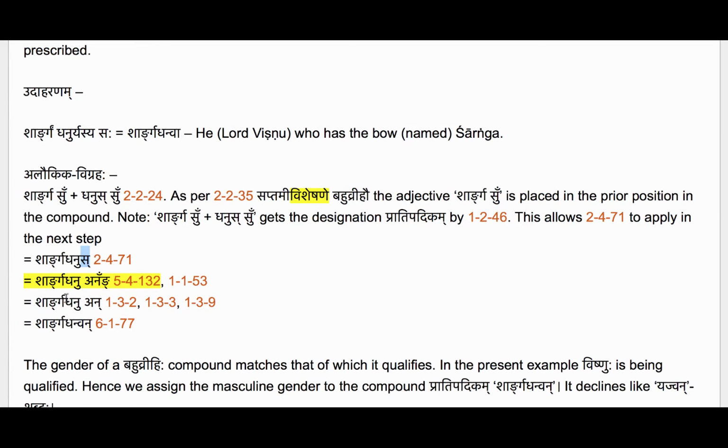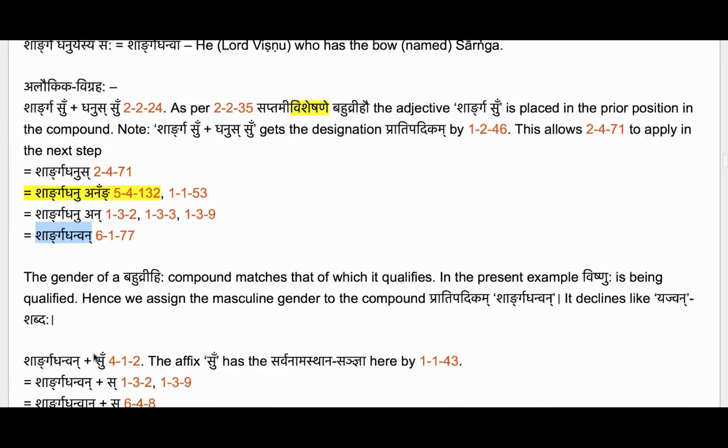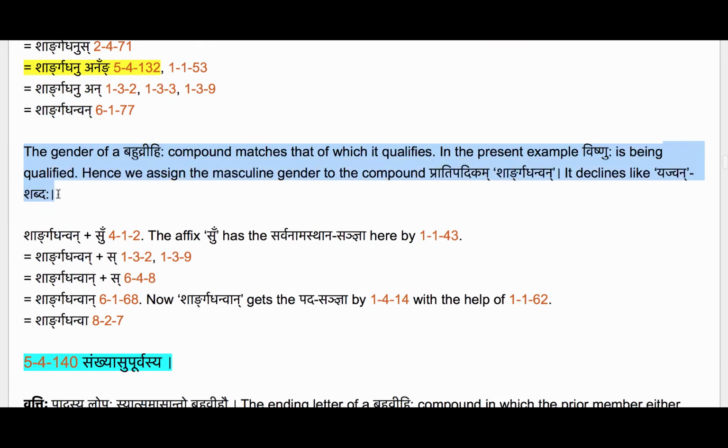The ending letter ng of anang is an it by 1.3.3 Halantyam. And the nasal letter a following the letter n in anang is an it by 1.3.2 Upadeshe Janunasika it. Both take Lopaha by 1.3.9 Tasya Lopaha. And now we have Sharangadhanu an. And after applying 6.1.77 Iko Yanaci we get Sharangadhanvan. The gender of a Bahuvrihi compound matches that of what it qualifies. In the present example, Vishnu is being qualified, hence we assign the masculine gender to the compound Pratipadikam Sharangadhanvan.